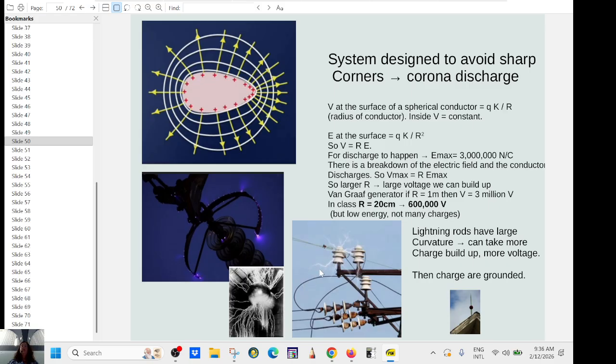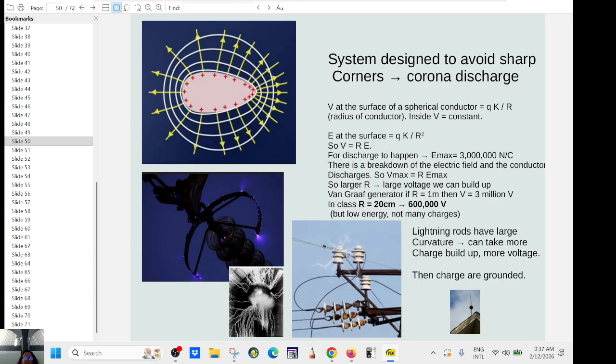And that's when you're going to have a spark. It's called corona discharge, if you get to 3 million volt per meter. So Van Graaff generators are safe because even though the voltage is very high, you don't have enough current when there is a discharge. Okay, so we can do the computation in that case.